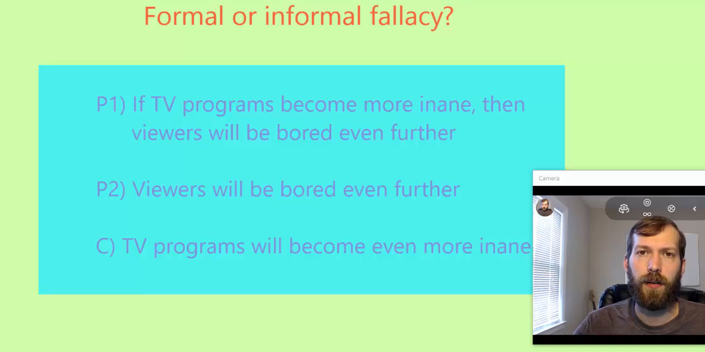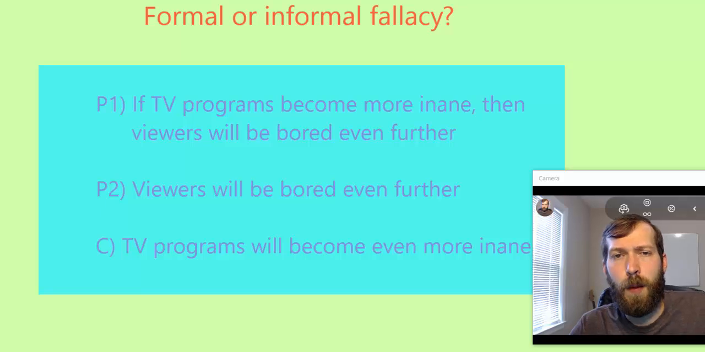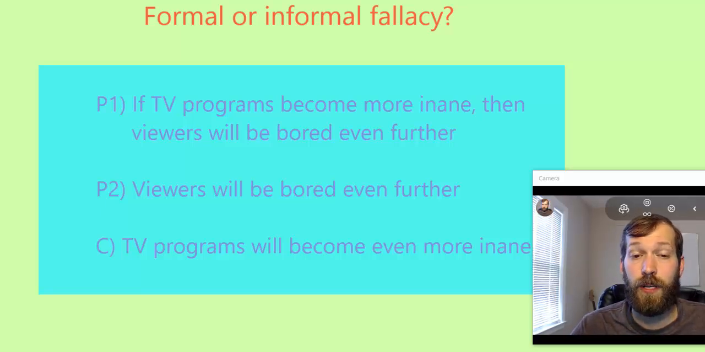Now we're going to take a look at a few examples and do our best to determine whether we have a formal fallacy or an informal fallacy on our hands. And once you have a chance to make a decision for yourself, I'll talk about it in some detail. So our first argument here says, if TV programs become more inane, then viewers will be bored even further. Viewers will be bored even further. Therefore, TV programs will become even more inane. So take a moment, think about what kind of fallacy you think is being committed, and then I'll discuss it.